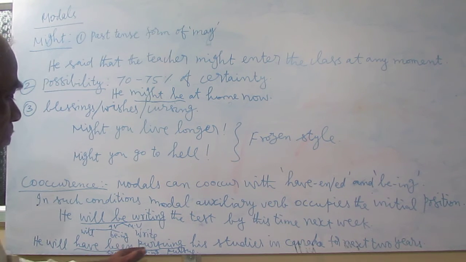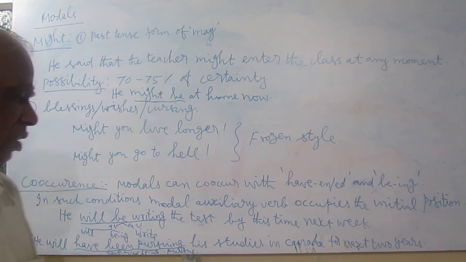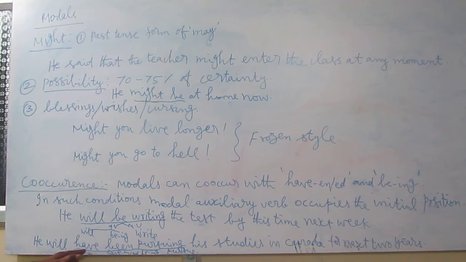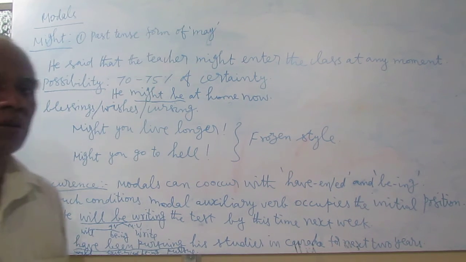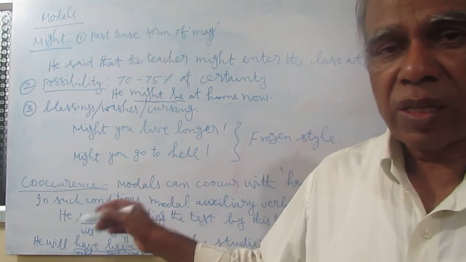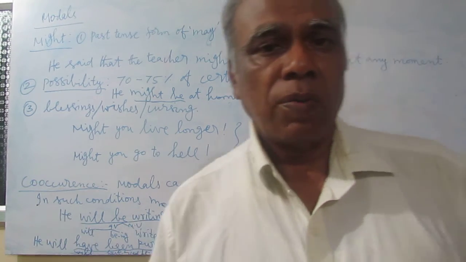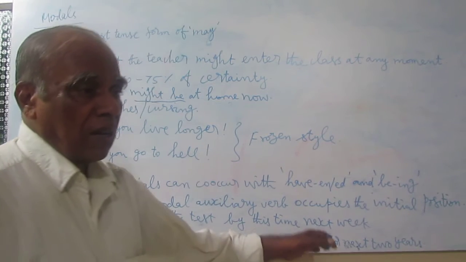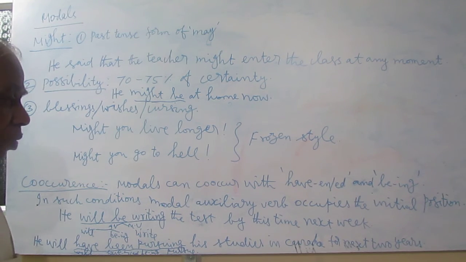Here you see, he will have been pursuing his studies in Canada for the next 2 years. In this sentence, we have will have been pursuing. Three auxiliary verbs are there. Will is in the initial position. A modal auxiliary verb only occupies the initial position. Then it is followed by have plus en or ed. Then be plus ing is there. Pursue is the main verb. So when all the other auxiliary verbs co-occur with the modal auxiliary verb, modals only occupy the initial position. Then it is followed by have plus en or ed, and be plus ing follows that. The main verb occurs in the final position. That is the order of verbal forms that we have to know very well.